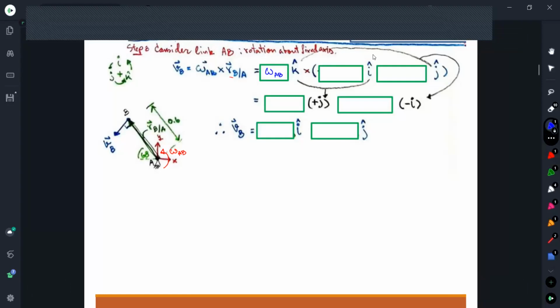Okay, and for the R_B/A, that is the position vector of point B with respect to point A. Since we set up point A as the reference, R_B/A is a measure of point B from point A. We know that the arm AB is equal to 0.6, and the angle now is equal to 60 degrees. So what should the position vector R_B/A be?